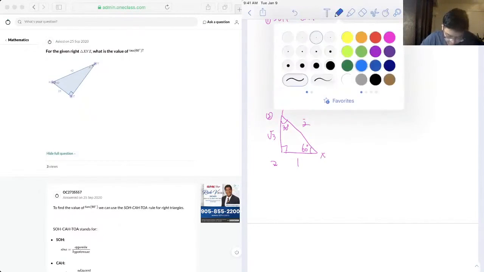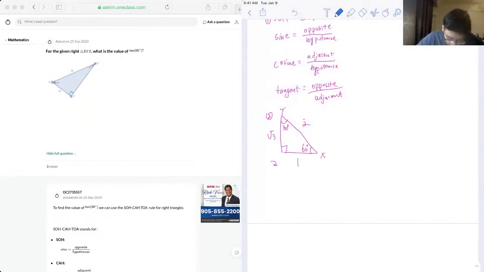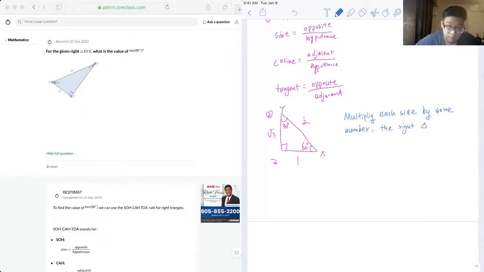I'll write it down here. Multiply each side by some number, and the right triangle will maintain the same property.